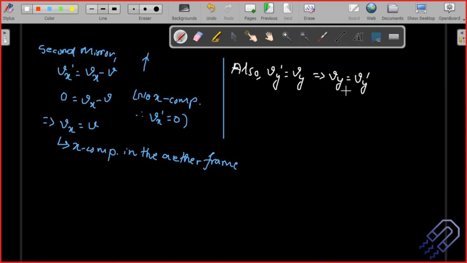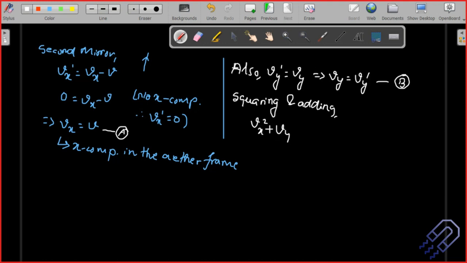Why am I doing that? Because this is one relation, let's say A, and this is one more relation, let's say B. We can square and add on both sides. Squaring and adding, we have Vx square plus Vy square is equal to, this side we have got V square plus Vy prime square. Let's just do this first and then we will understand what is happening here.